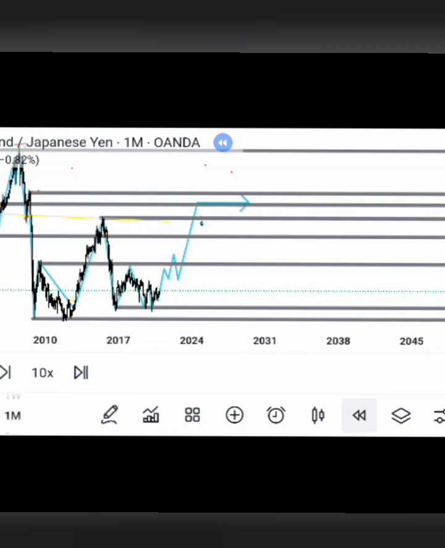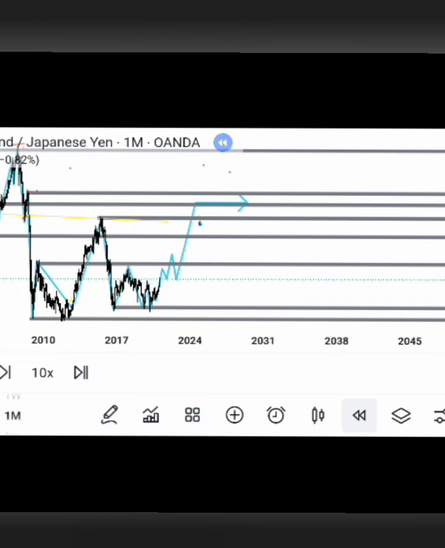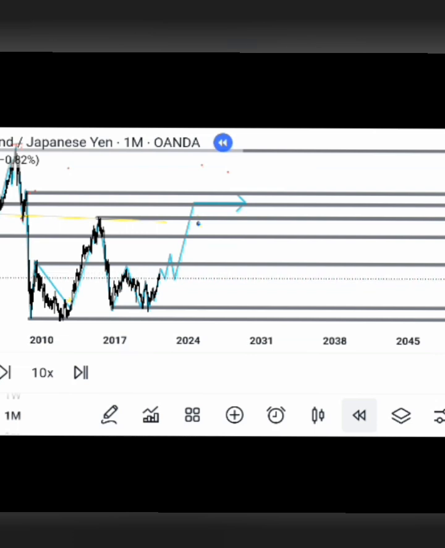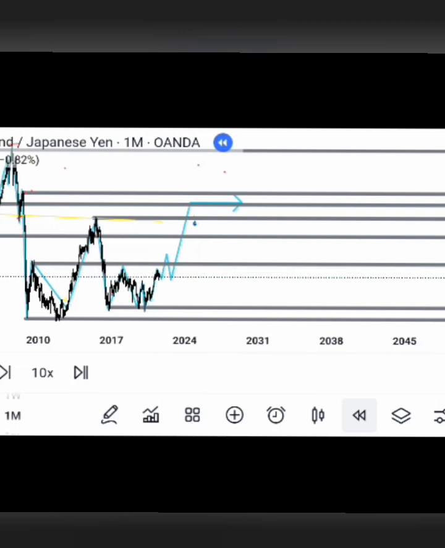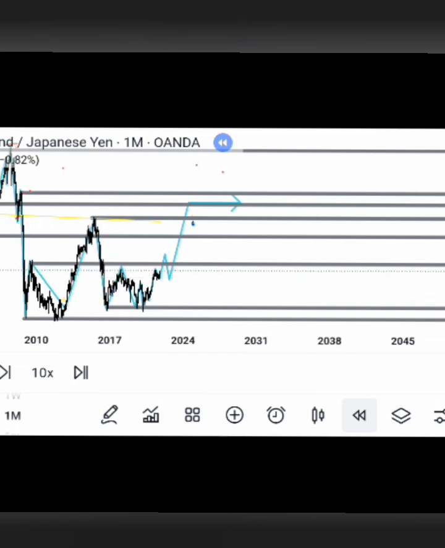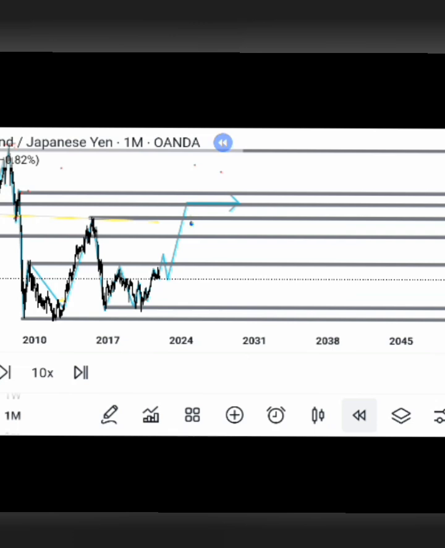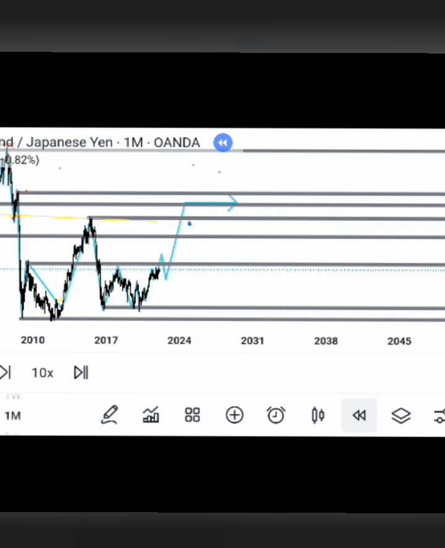Imagine these things are happening for years between 2010 and 2017. How many years is that? 7 years, this thing happened like this. So if you analyze the market from monthly down to weekly and daily, you will do well in the market.